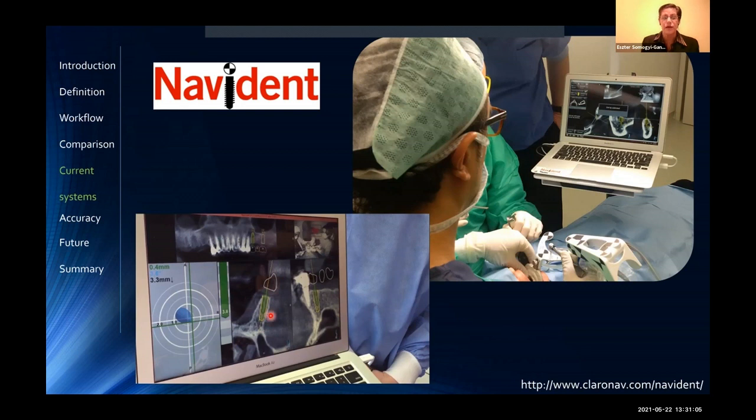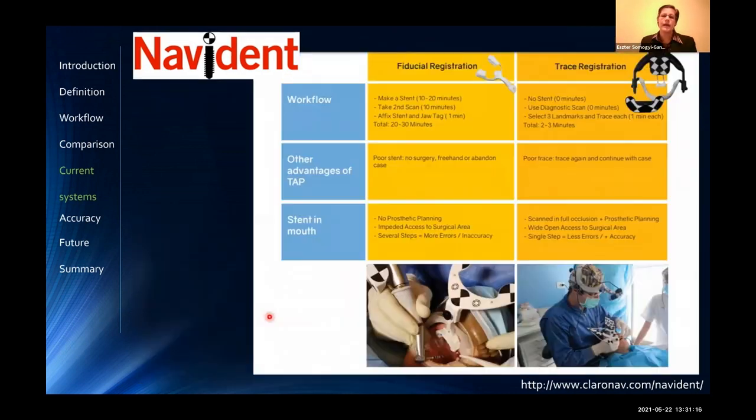You can actually see how far you are and where you are within the bone and where your drill tip is, so that you are really nice and accurate.